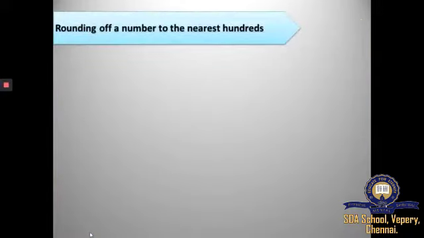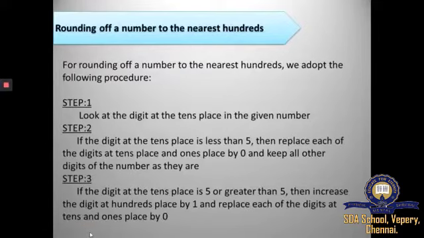Rounding off a number to the nearest hundreds. For rounding off a number to the nearest hundreds, we adopt the following procedure. Look at the digit at the tens place in the given number. If the digit at the tens place is less than 5, then replace each of the digits at tens place and ones place by 0 and keep all other digits of the number as they are. If the digit at the tens place is 5 or greater than 5, then increase the digit at hundreds place by 1 and replace each of the digits at tens and ones place by 0.